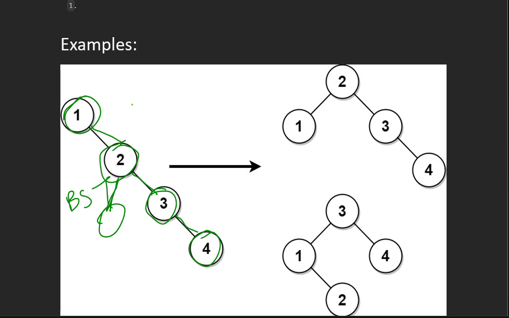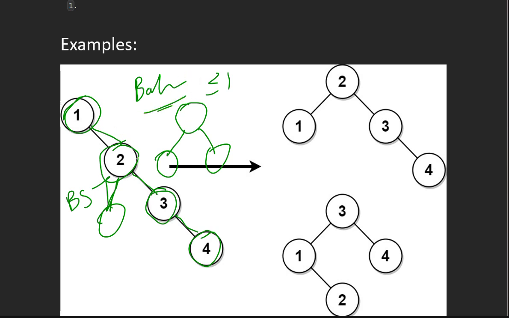And what is a balanced tree? A balanced tree is a tree where, suppose this is a node and it has a subtree on its left and a subtree on its right. The difference of the height of the left subtree and the height of the right subtree should be less than or equal to 1, right? So that's a balanced tree.